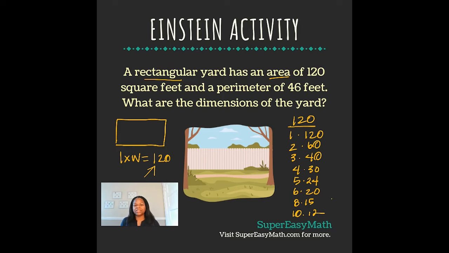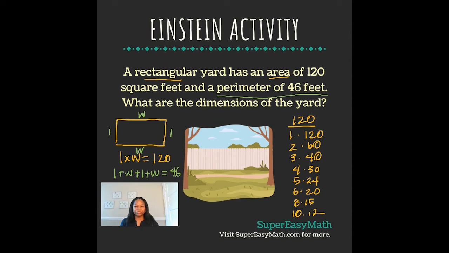I'm going to use the second clue in the problem to help me figure out which one. The problem tells us that the rectangle has a perimeter of 46 feet. So when we're considering perimeter, we're talking about adding the lengths of all of the 4 sides. So in reference to our length times width values, length plus width plus length plus width equals 46. So visually, that would look like length plus width, and that should total 46.